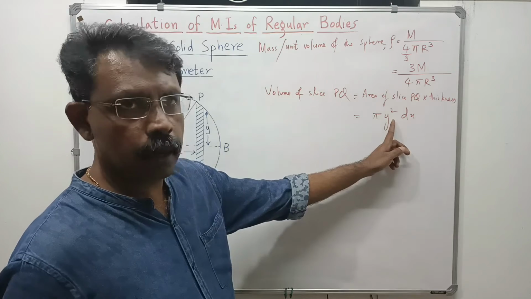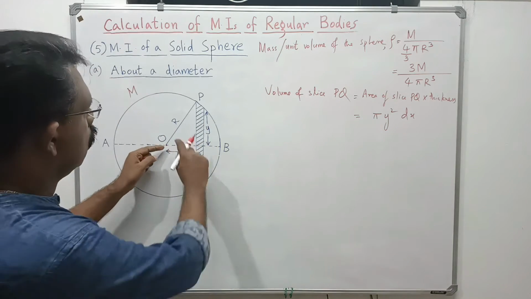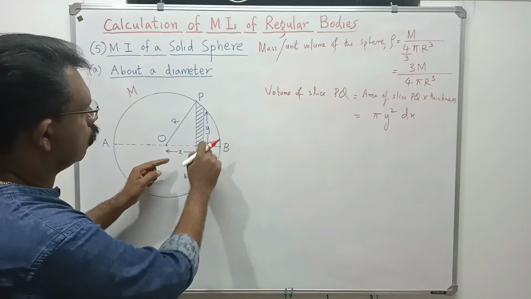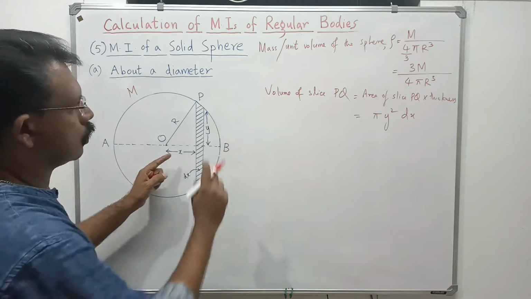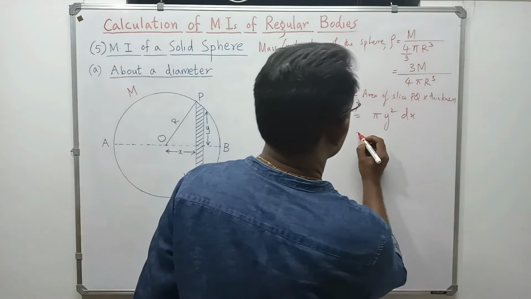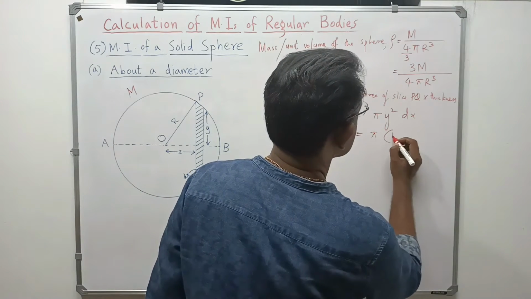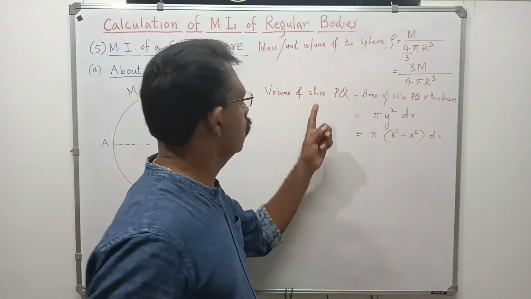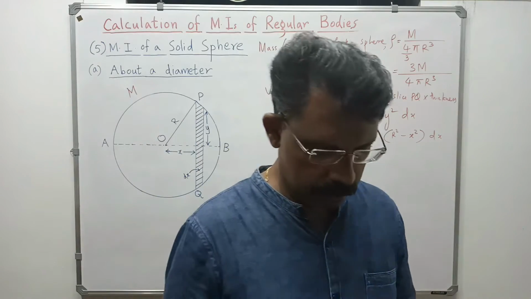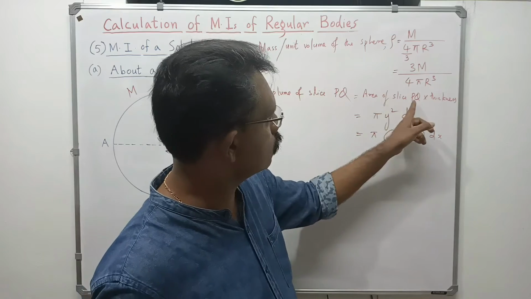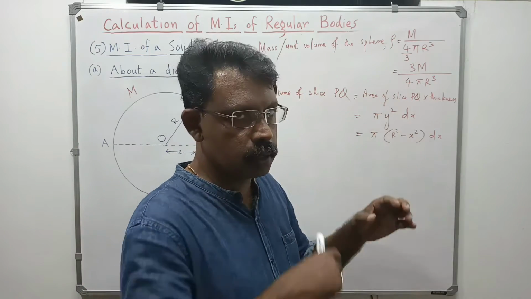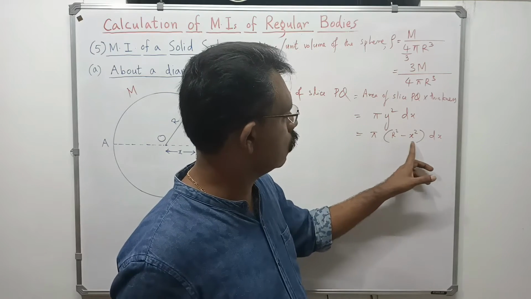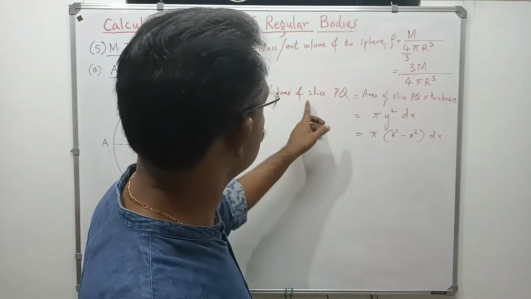But this y squared is nothing but r squared minus x squared, because x squared plus y squared will give you r squared. So this y squared will be r squared minus x squared, dx. So the volume of the slice PQ is pi y squared dx, because it is a disk, pi r squared into thickness. Y squared is r squared minus x squared into dx. So this is the volume of slice PQ.